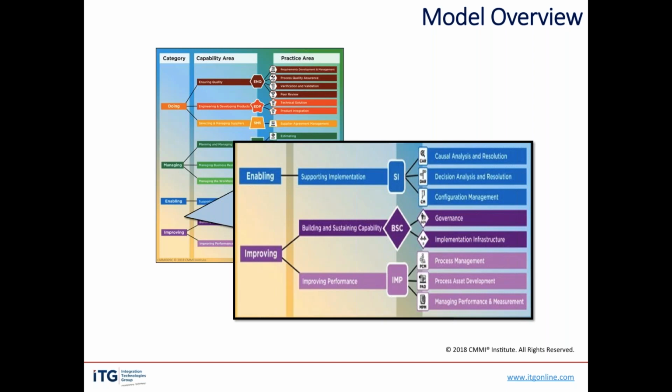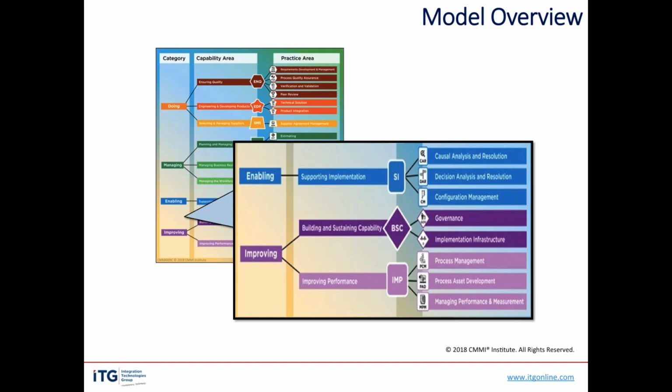So within those, supporting implementation, the practice areas focus on causal analysis and resolution, decision analysis and resolution, and configuration management. Some of those might be familiar to you already. Within improving, we have building and sustaining capability and improving performance. Within building and sustaining capability, we have the practice areas of governance and implementation infrastructure. Within the improving performance capability area, we have process management, process asset development, and managing performance and measurement practice areas.